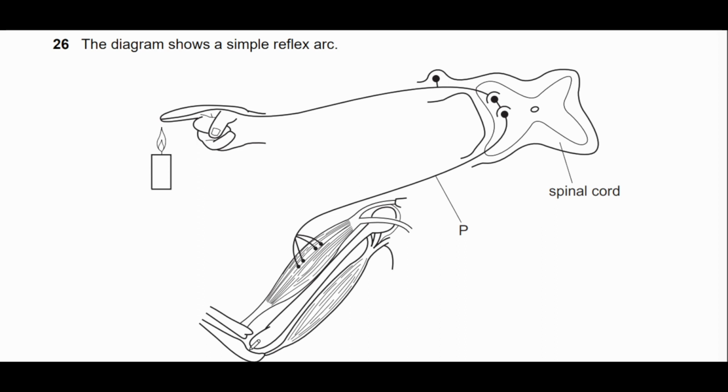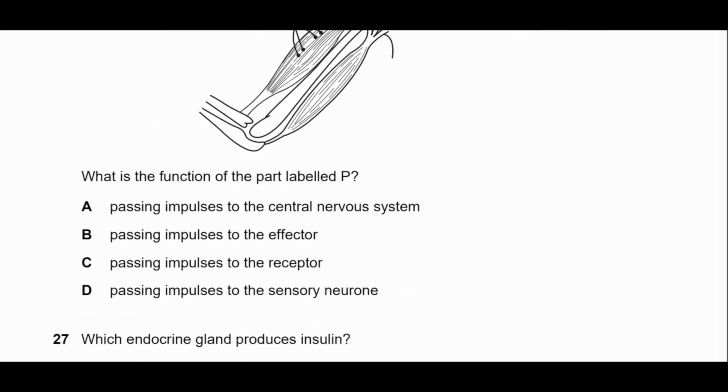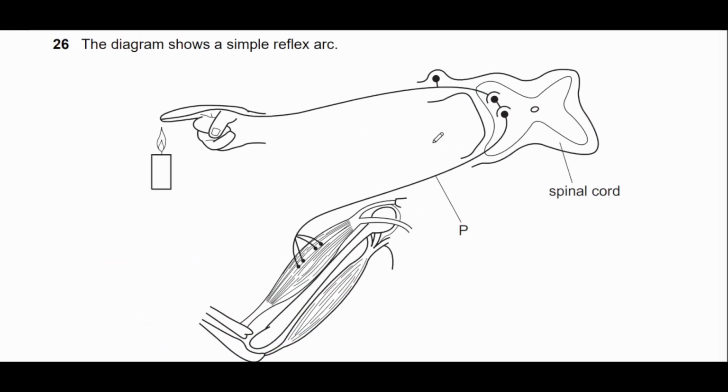26. Reflex arc. So this person is touching a fire. What is the function of the part labeled P? Okay, so P would be, so this is a sensory neuron. How do you know it's a sensory neuron? The main body is towards the side of the long neuron, right? Okay, this is a relay neuron because it's the shortest one, and this is a motor neuron because it's connected to a muscle, right? So this is a motor neuron.